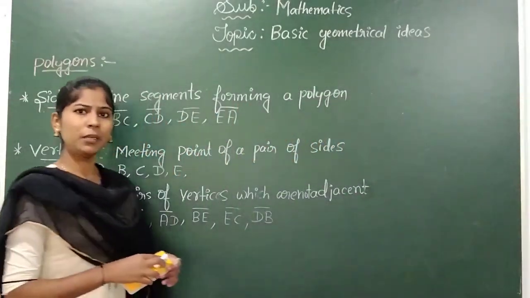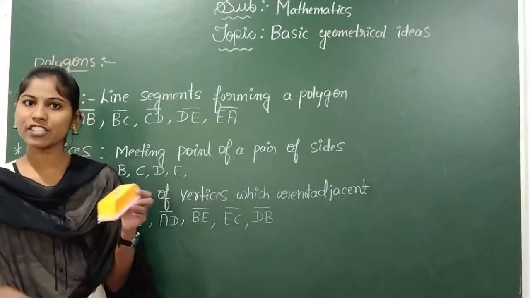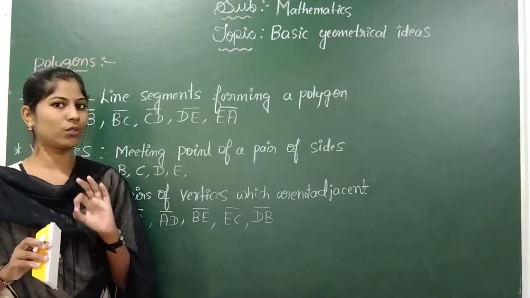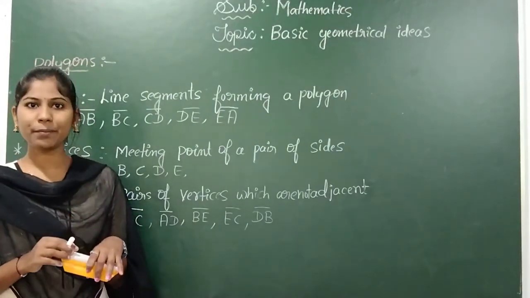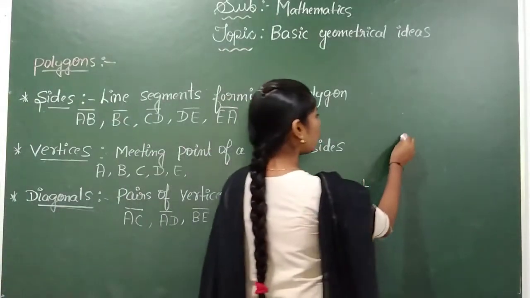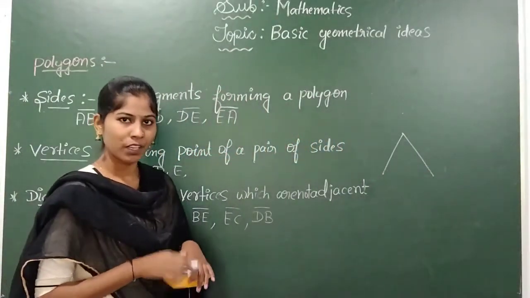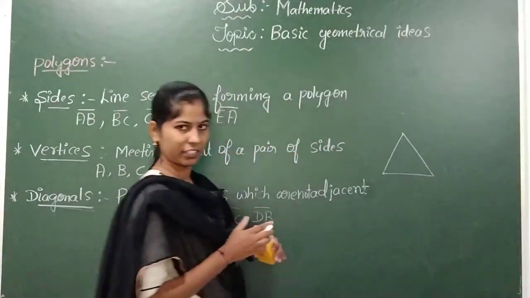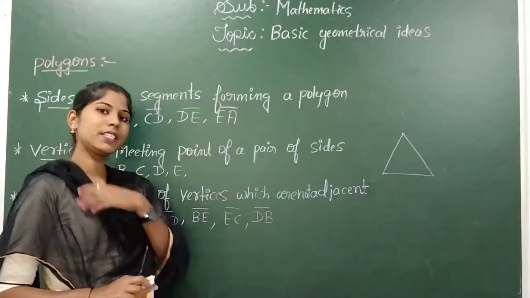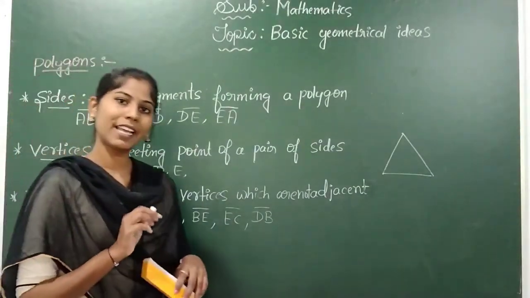To make a polygon, at minimum how many sides do you need? I told you the condition for a polygon: it is a closed figure. To make a closed figure, how many line segments do you need? With two line segments, can you make a closed figure? No. So we need a minimum of 3 line segments to make a closed figure. It means that to make a polygon, we need a minimum of 3 line segments.